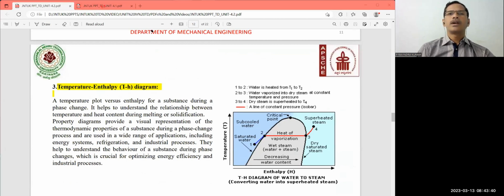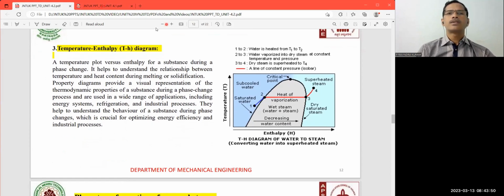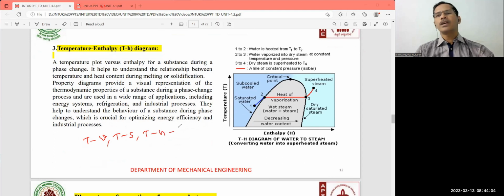So that is the temperature versus enthalpy, TH chart, right? So here also a student has to observe what the things are: temperature versus volume, temperature versus entropy, temperature versus enthalpy. So the thing a student has to understand is the connection between these.